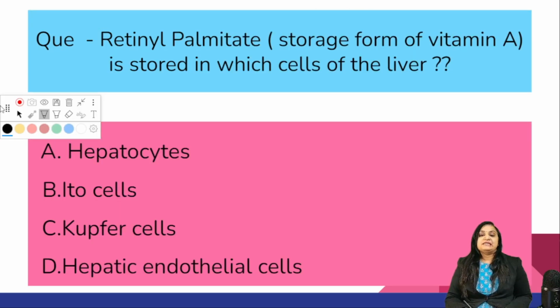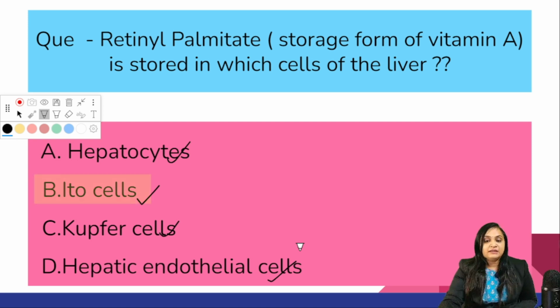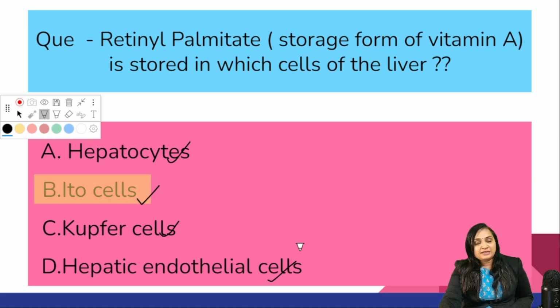Next question is, retinol palmitate, the storage form of vitamin A, is stored in which cell of the liver? We all know, it's just a revision. Is it hepatocyte? Is it Ito cell? Is it Kupffer cell? Or is it hepatic endothelial cells? The correct answer is Ito cell, or a stellate cell, or a hepatic perisinusoidal cell.